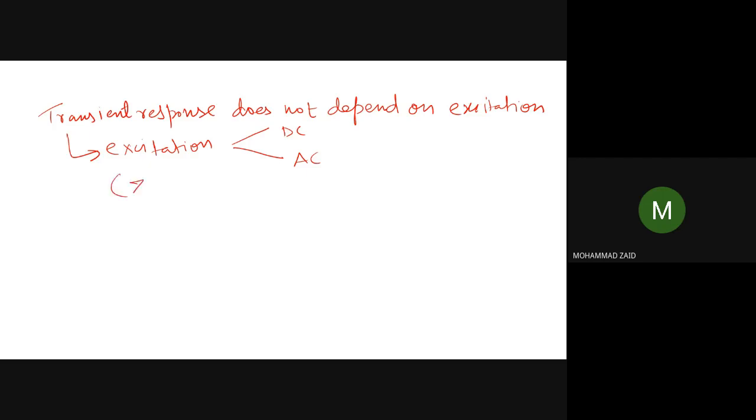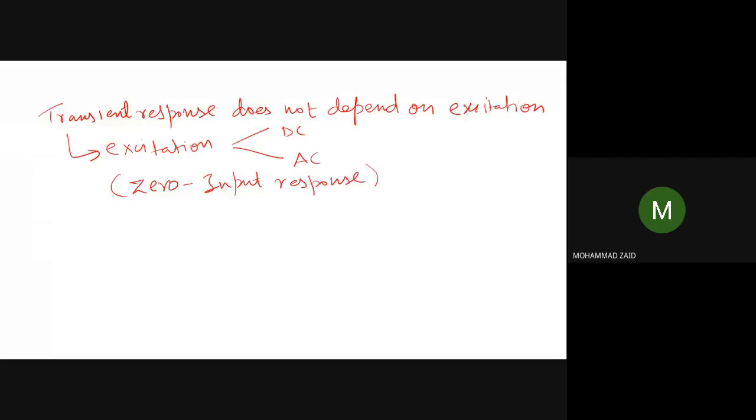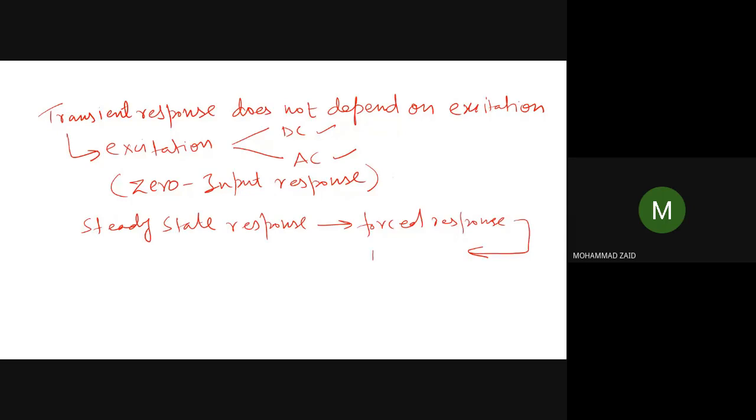Basically, it is a natural response. That means for DC and AC both, we can write down the same transient response. Only the steady state response, which is the forced response, depends on the excitation. The type of excitation decides what the steady state response of the system is.